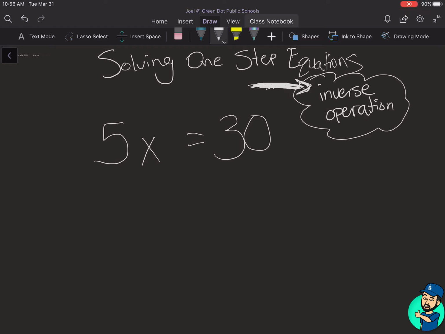Now, whenever you see something like this, 5x, between the 5 and the x, there's an invisible multiplication sign. So it's 5 times x. What is the inverse operation of multiplication? Division. Now, to show division, I always put a bar and then the number below it. Now it looks like a fraction.